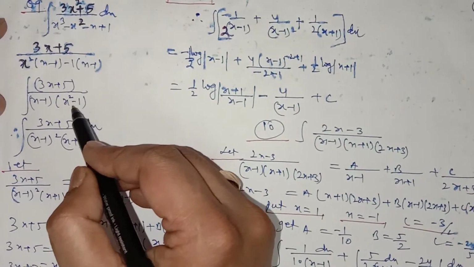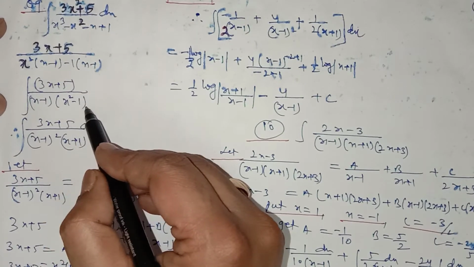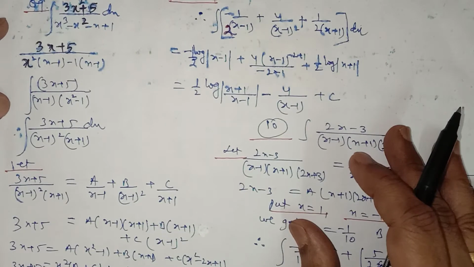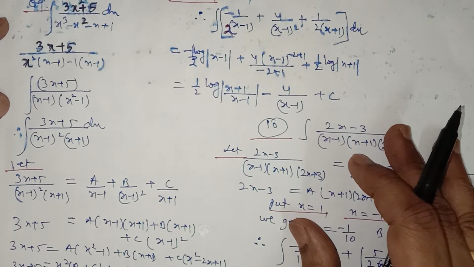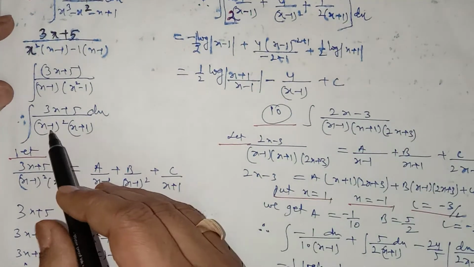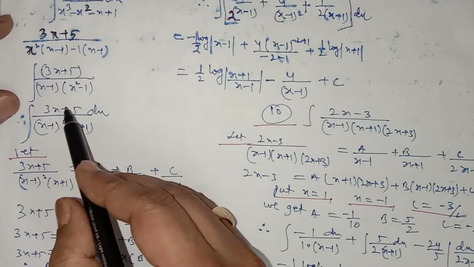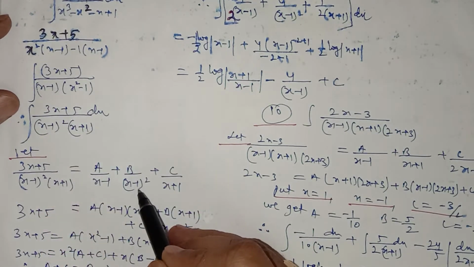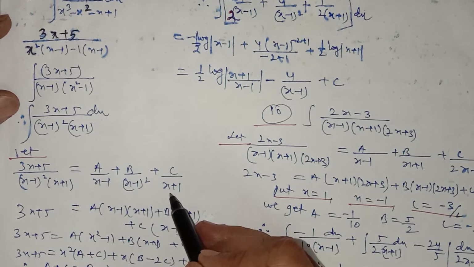In place of x square minus 1, if you put (x plus 1)(x minus 1), then it will become (x minus 1) whole square, and this will become the partial fraction of the second type, which we have just done as in case of question number 8. So what you have to let here? You have to let A upon (x minus 1) without a square, B upon (x minus 1) with a whole square, and C upon (x plus 1).